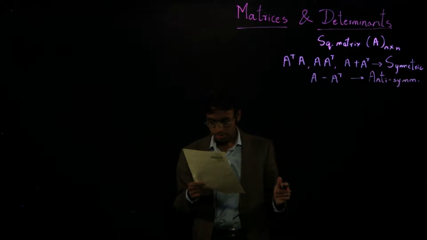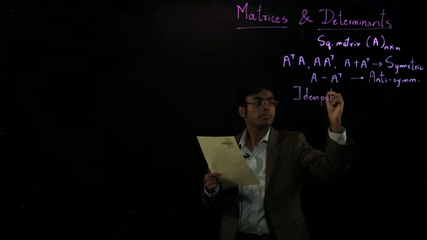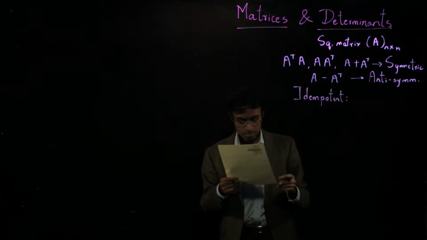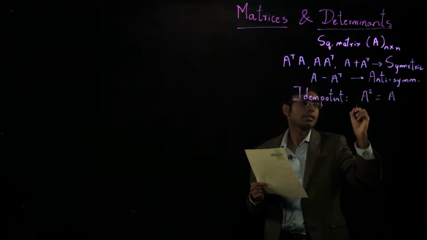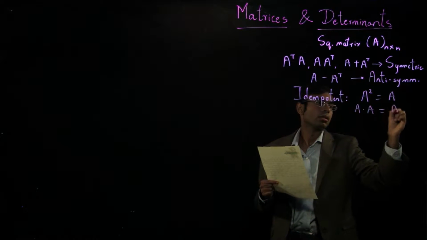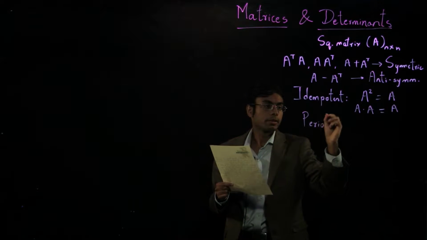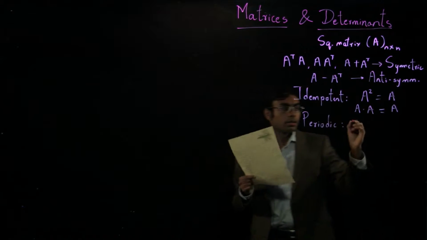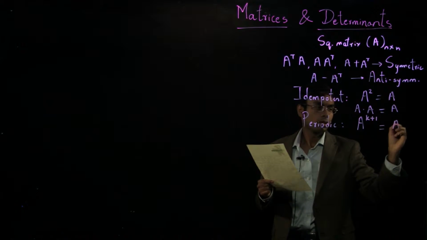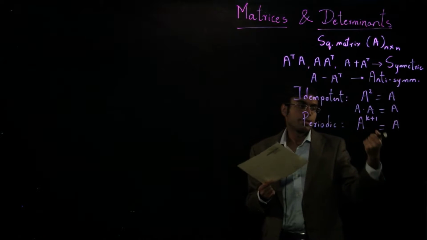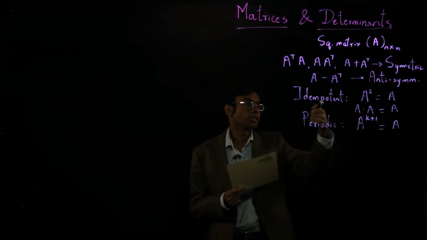Okay, a few other definitions. Something called an idempotent matrix. If a square matrix satisfies A square equals A, or basically A times A equals A, it is called idempotent. Or a more general case, a periodic matrix. If you can show that A to the power of k plus 1 equals A, then it is periodic of order k. And the special case is if k equals 1, you have A square equals A, which is an idempotent matrix.